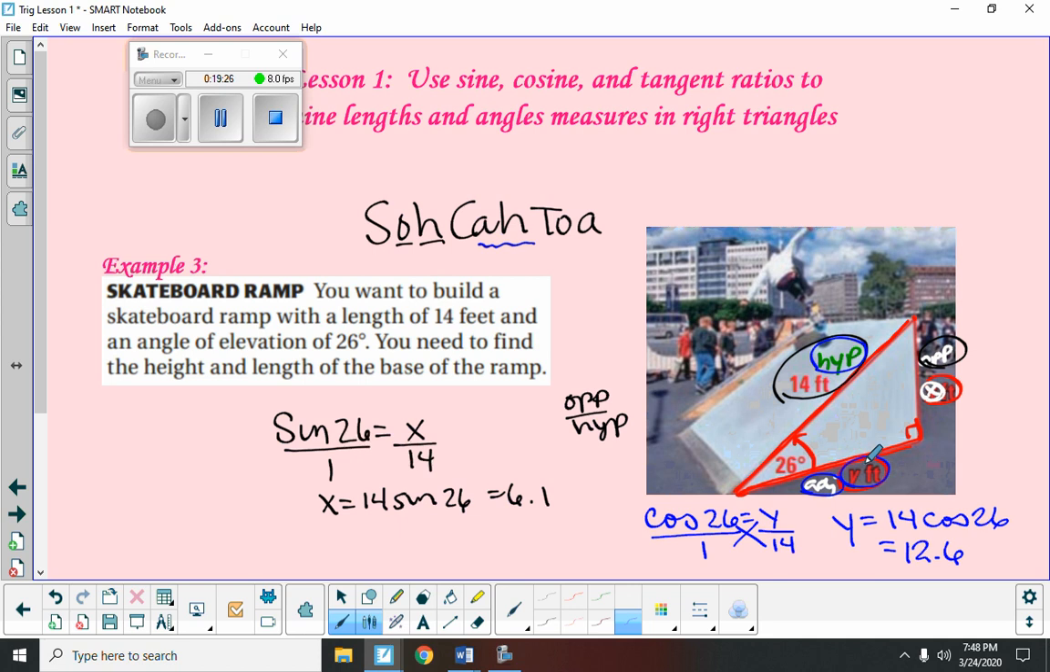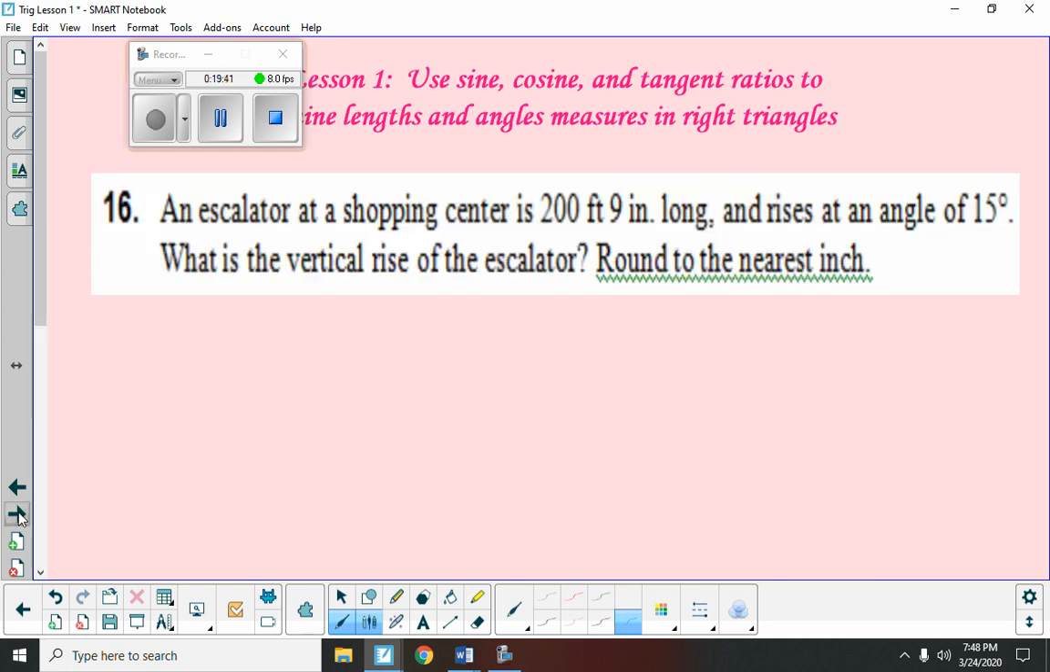So the big thing with word problems, or if you have a missing side, is label and then circle the side you're looking for, and the other length that you have, circle that. Determine which one of the trig functions you'll look at based on the sides that you have circled.